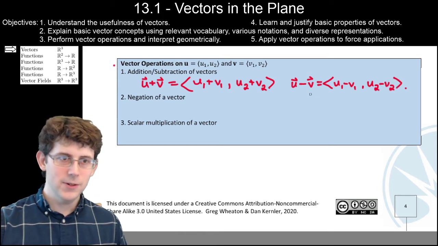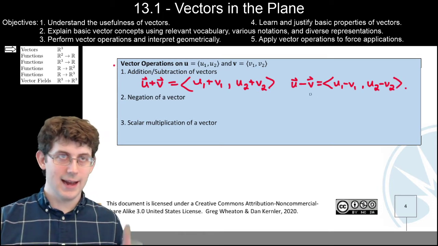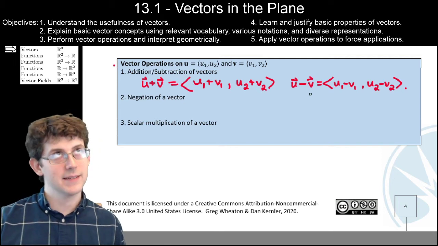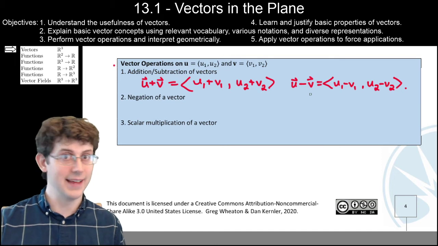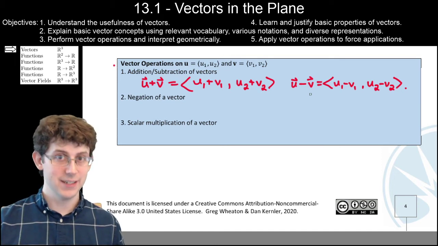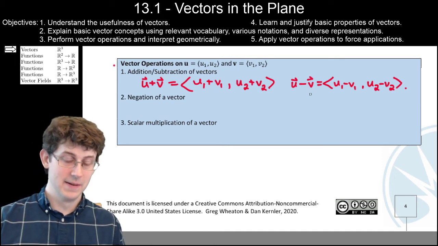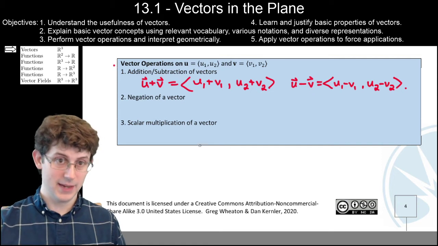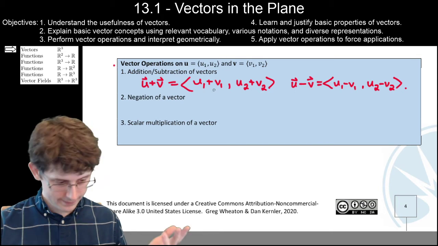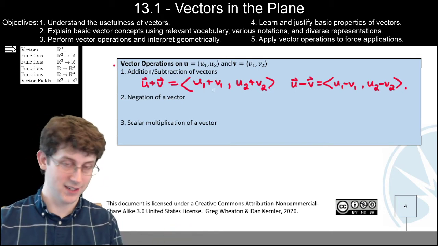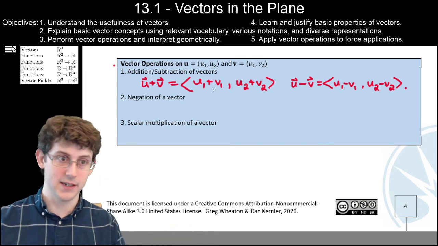I want to tell you that it's important how this is defined, because we don't add the magnitudes, and we don't add the angles. The addition of two vectors, the sum of two vectors, is defined to be the sum or difference based on the component form. The magnitude of a vector could change in a totally different way if you add it to another vector.